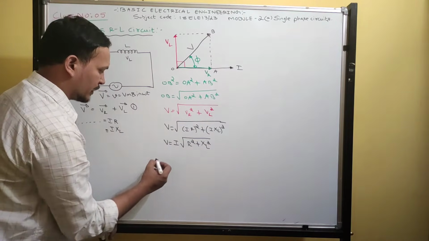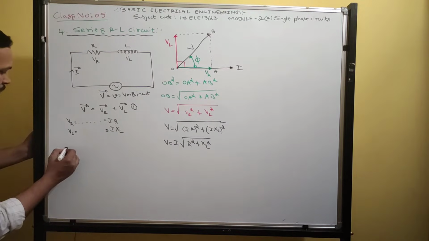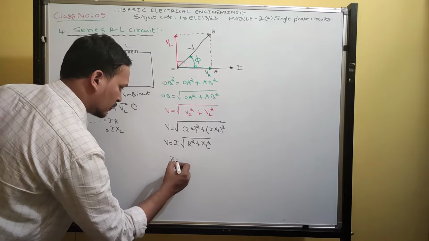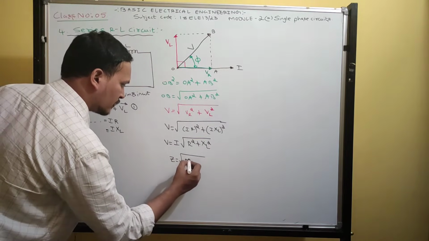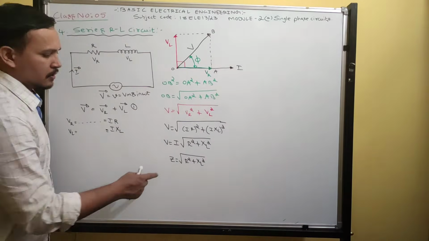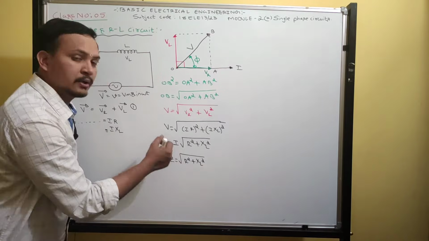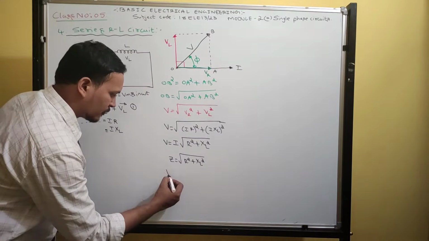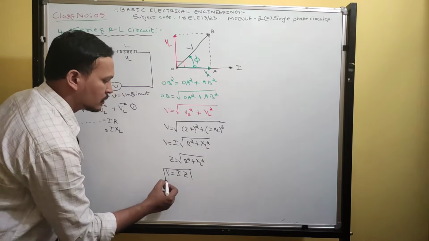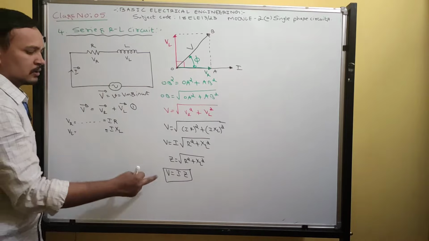So now the component, I will write here itself: Z is equal to the square root of R square plus XL square. This is nothing but the magnitude of impedance. So this component is nothing but the magnitude of impedance. Therefore, V is equal to I into Z. So what is the overall voltage connected across the circuit?